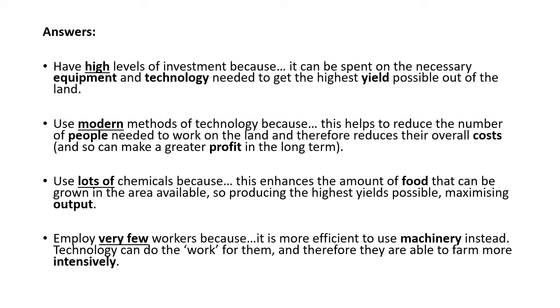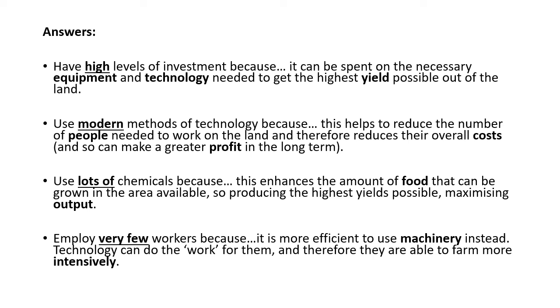Anyway, here we go. So agribusiness has high levels of investment. Lots of money is pumped into these because it can be spent on the necessary equipment and technology needed to get the highest yields possible out of the land. All of that technology in that strawberry greenhouse, that costs a lot of money. It costs a lot of money to put that all in, but you get more out of it as a result. You're spending to make even more money.